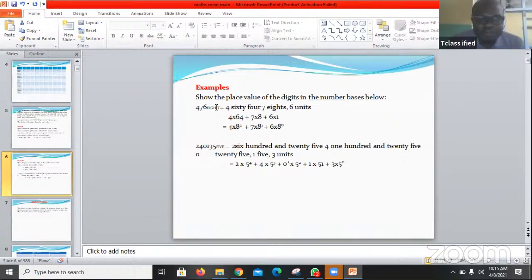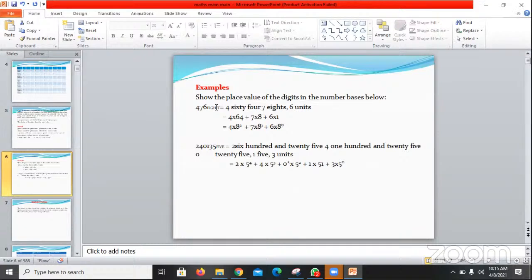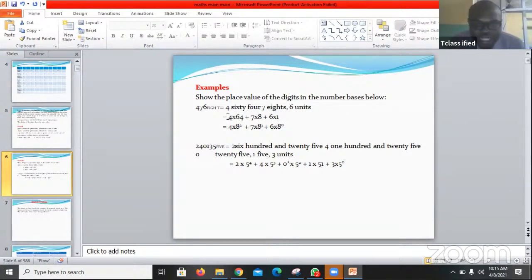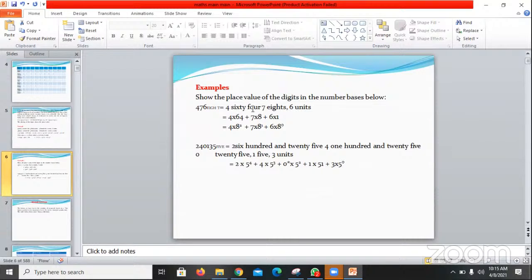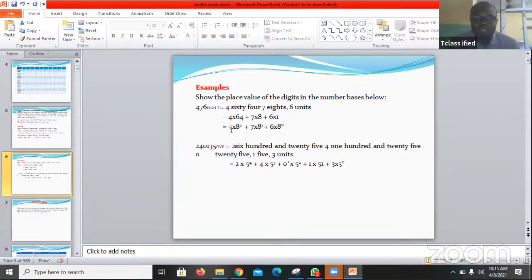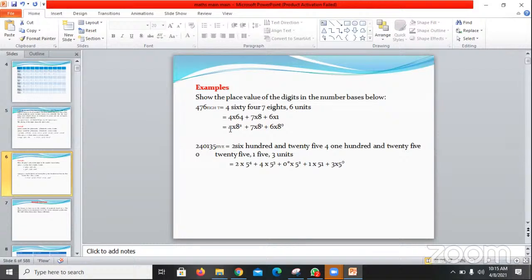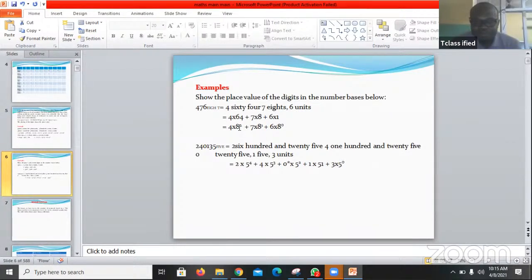Can you see this 476 base 8? Hannah and Oluwase, can you see that? Yes, sir. Okay, so this is where they represented it. Forget about this first one, it will confuse you. This is what you need to consider first. So you write 4 first. Can you see me writing 4 first? Yes, sir. So you multiply it by the base, which is 8, abi? Yes. Good. Then you raise to power.